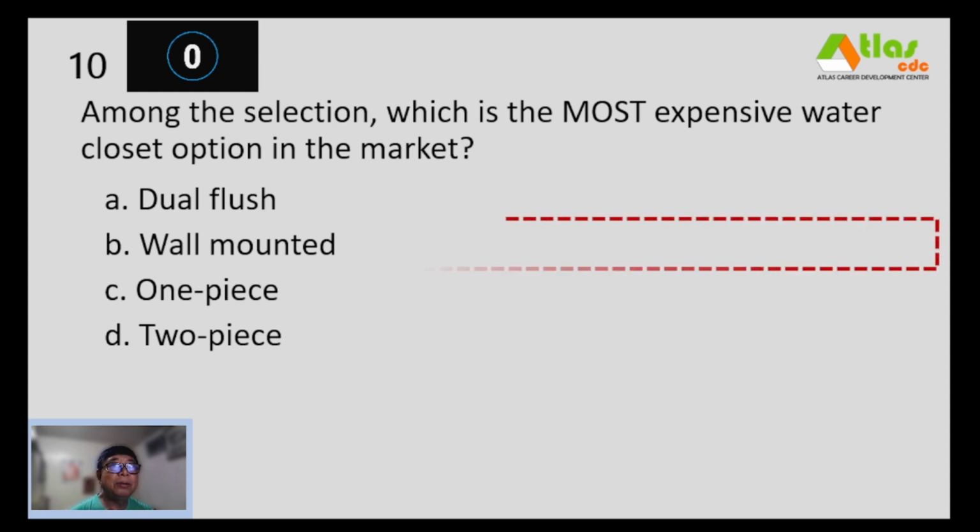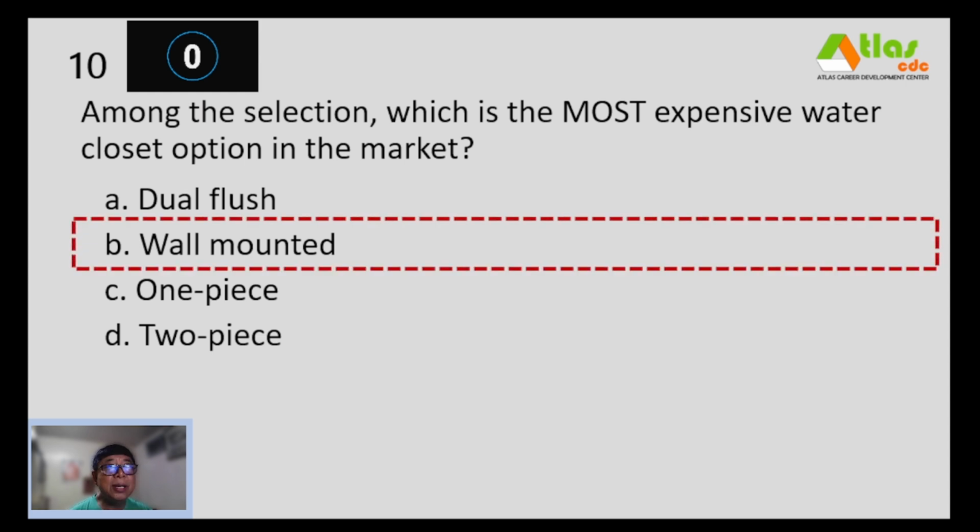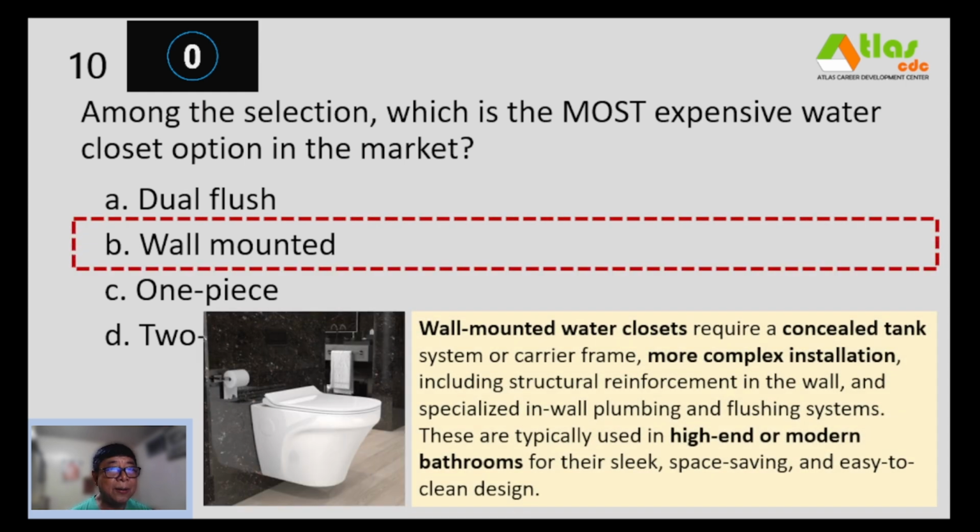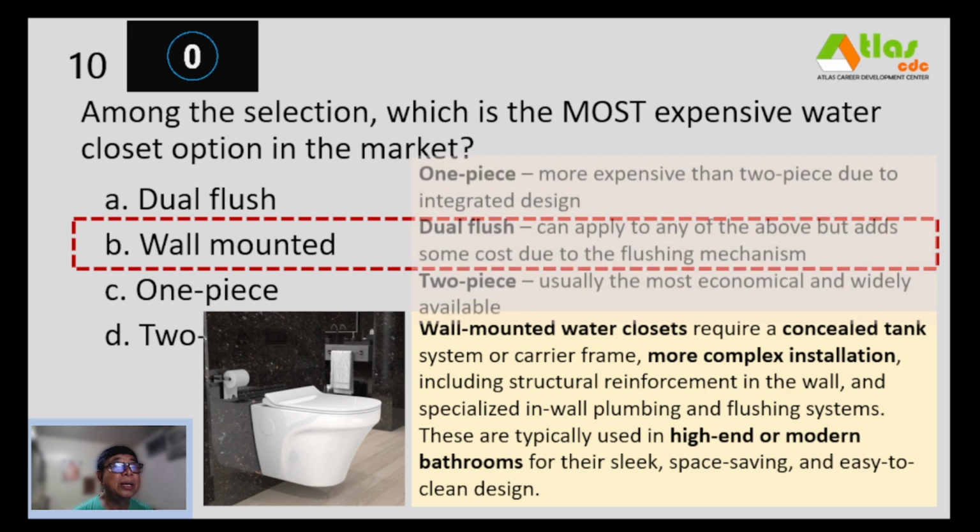And our correct answer is letter B, wall mounted. So wall-mounted water closets require a concealed tank system or carrier frame and more complex installation, including structural reinforcement in the wall and specialized in-wall plumbing and flushing systems. These are typically used in high-end or modern bathrooms for their sleek, space-saving, and easy-to-clean design.